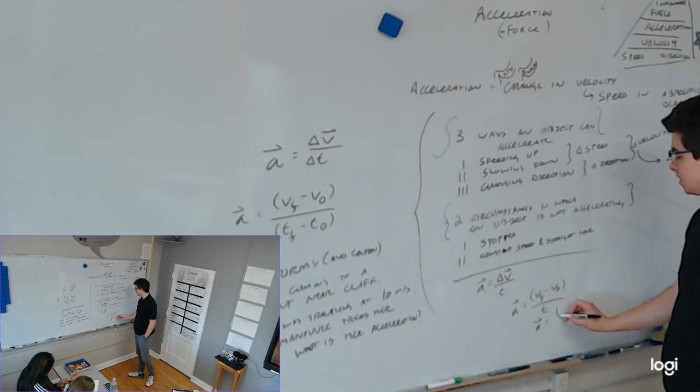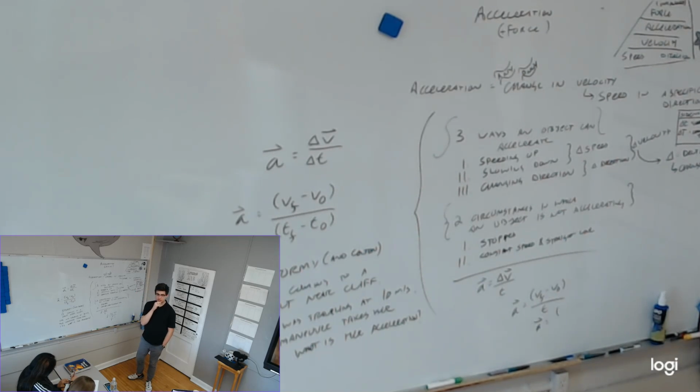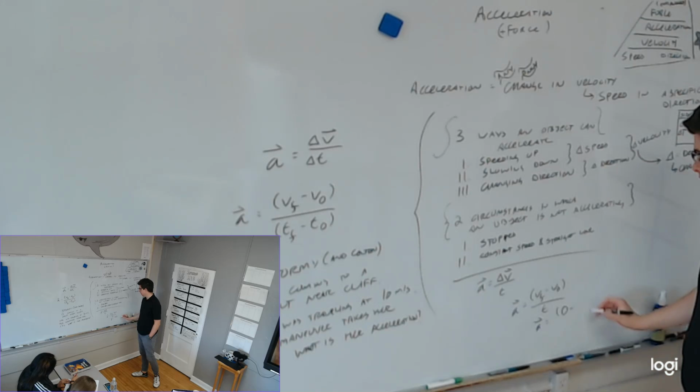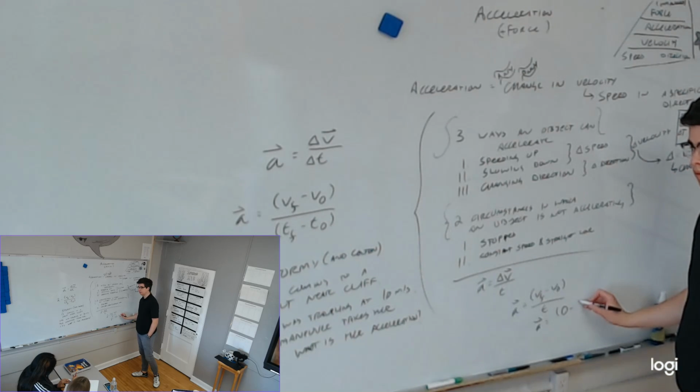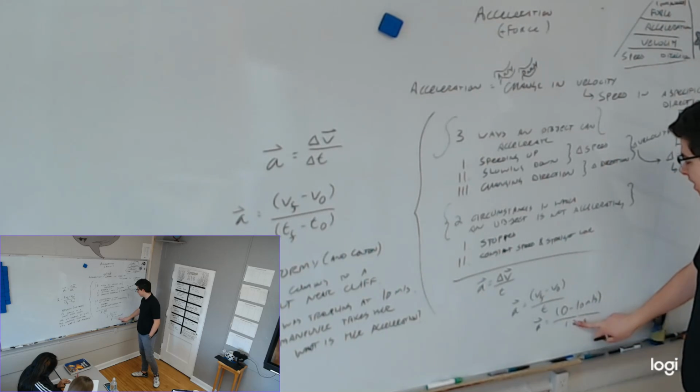What's the final velocity? Think about it. 0. She's coming to a halt, so final velocity is 0. What was the initial velocity? 10 meters per second. And over the time it took me to stop. Time is 1.2 seconds. I don't know where the 5 came from. 1.2 seconds.